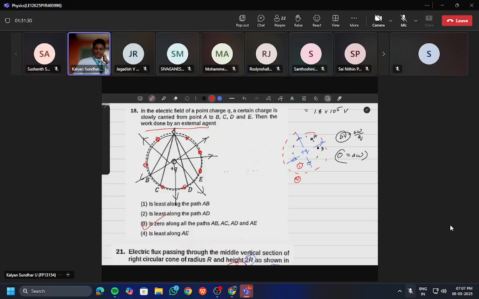So if the potential is the same, they are asking about work done. Work done is nothing but change in potential. So Q into change in potential. Right? What they are asking is what will be the work done to move this from A to B. If the potential at A is some 2 volts, then at B also the potential will be 2 volts, sir? Whether you move along the circumference or directly, it is fine, because it depends only upon the positions.